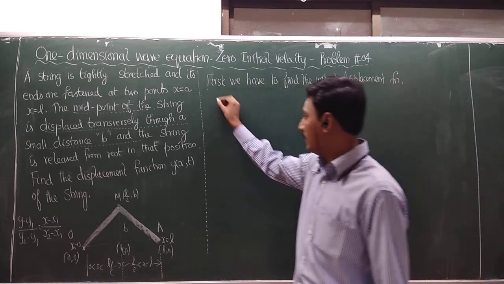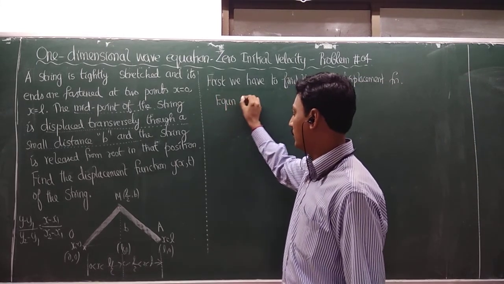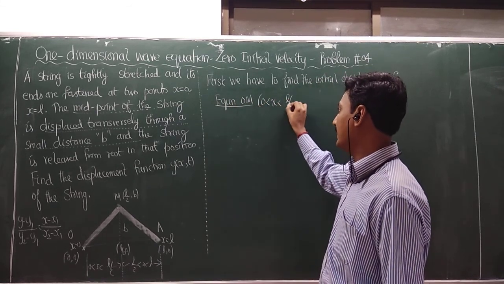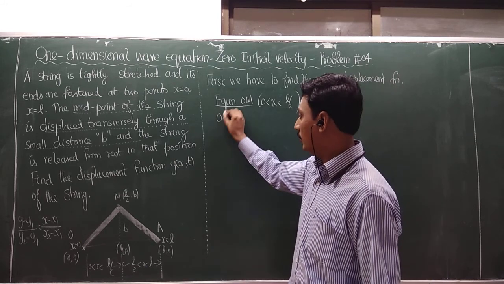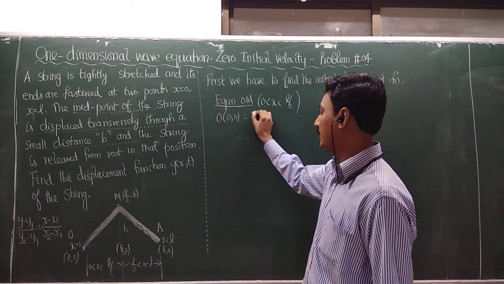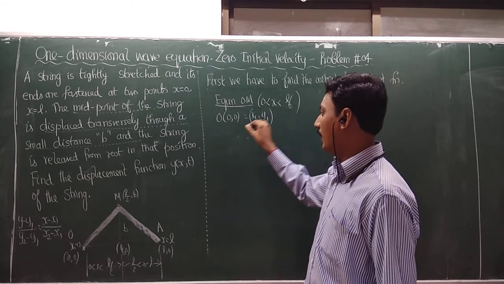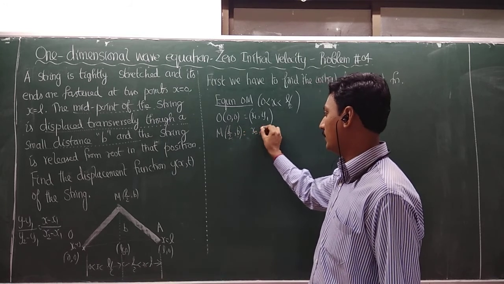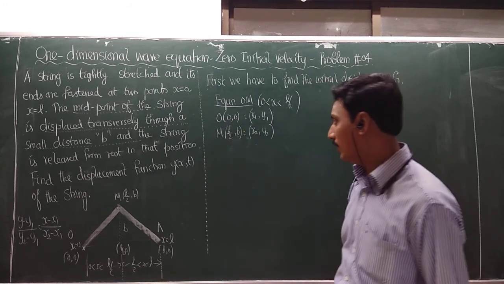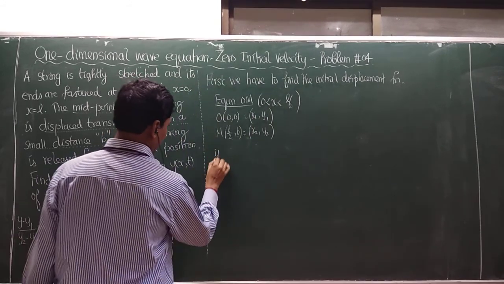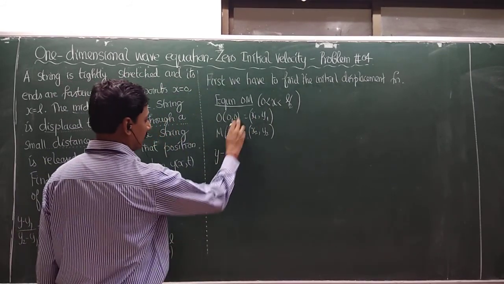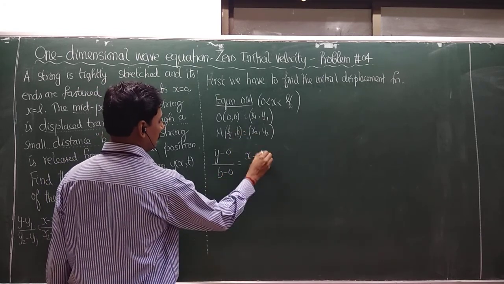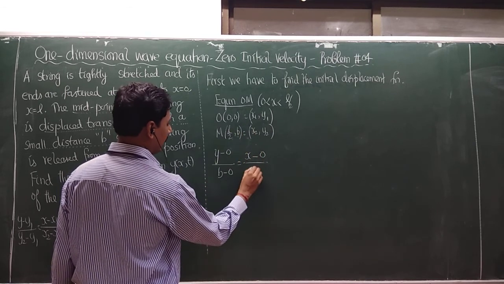How? Let me take the equation OM. What's the equation of OM for the first half, 0 less than x less than L by 2? What is O? O is the origin, 0 comma 0. I can consider this as (x1, y1). And what about M? M is the midpoint, that is L by 2 comma b. So this is (x2, y2). By using the 2-point formula, we get the initial displacement function. So (y minus y1), y minus 0, by (y2 minus y1), b minus 0, is equal to (x minus x1), x minus 0, by (x2 minus x1), L by 2 minus 0.